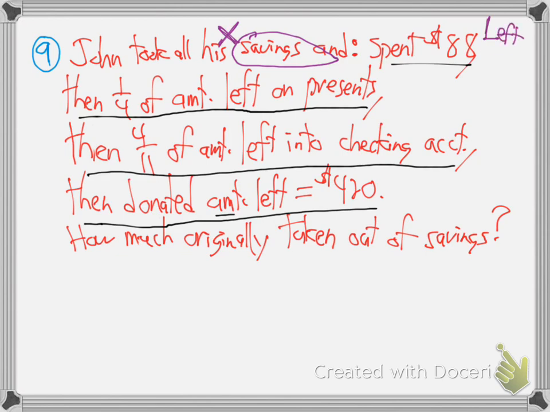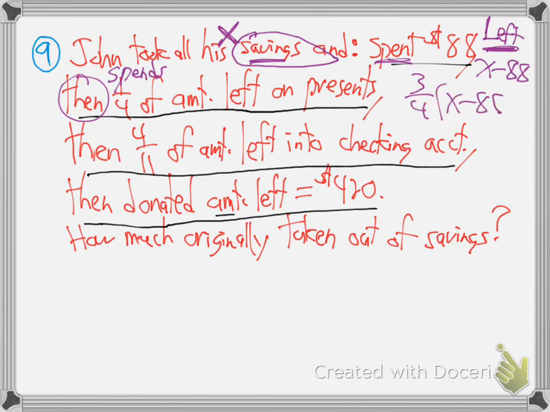I'm going to figure out how much he has left after each move. X minus 88, right? Because he had X in savings and he spent 88. So now he has left X minus 88. Then, next, he spends 1/4 on presents. So how much does he have left? 3/4 of that, right? He has 3/4 of the X minus 88, because he spent 1/4 of the remaining amount on presents.